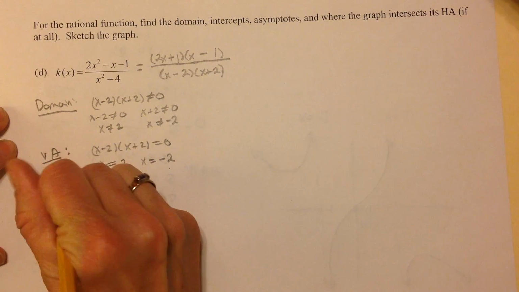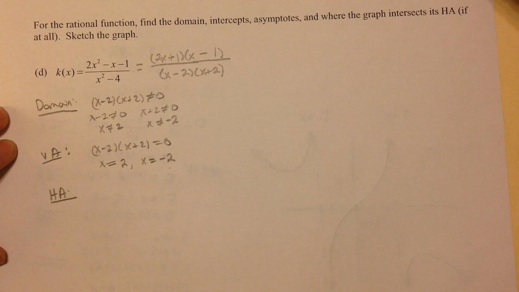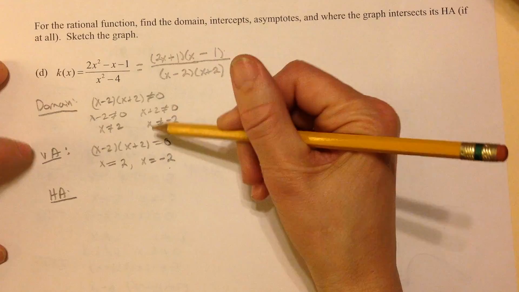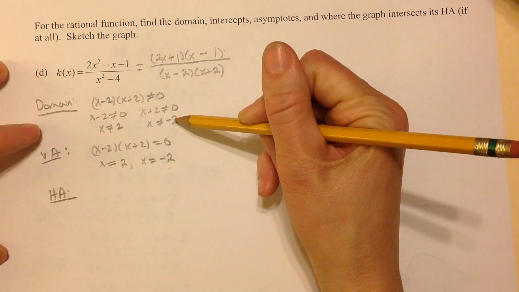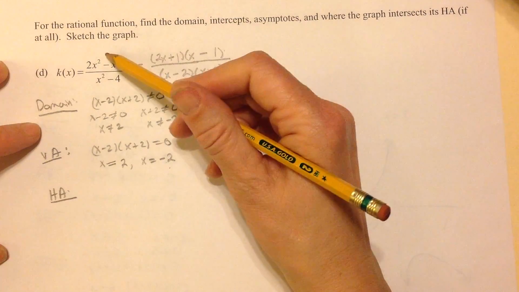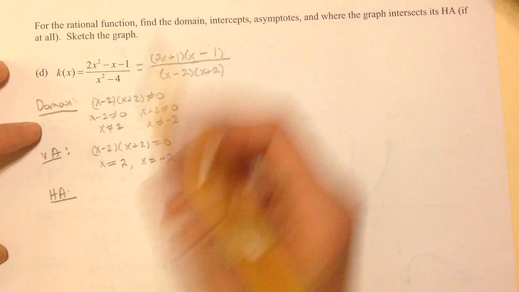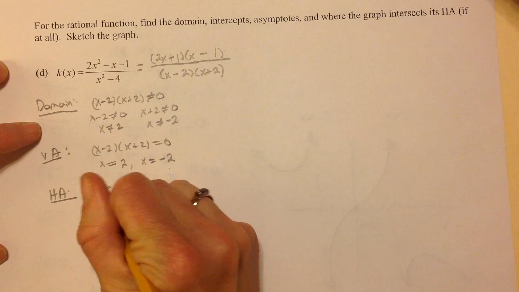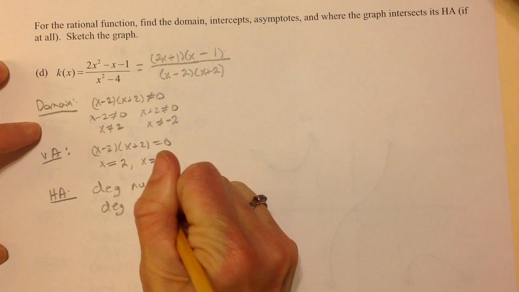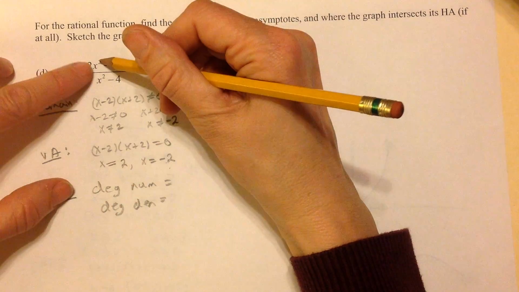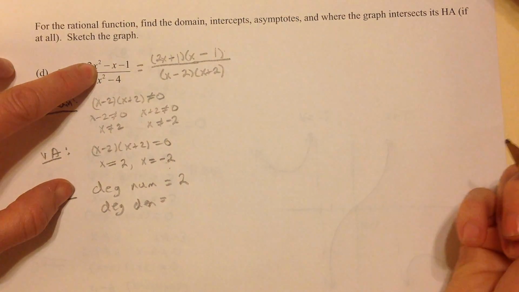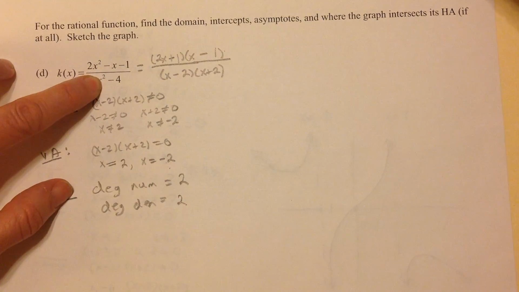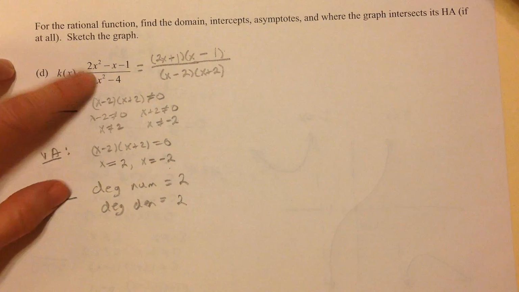Horizontal asymptotes come from looking at the degrees. Even though the factored form is needed to see if you're going to have a difference with your vertical asymptotes and domain, using the non-factored form is easier for the horizontal asymptote. We're going to compare the degrees of the numerator and denominator. The degree of this numerator is 2 because of the squared. The degree of the denominator is also 2 because the highest power has a squared.